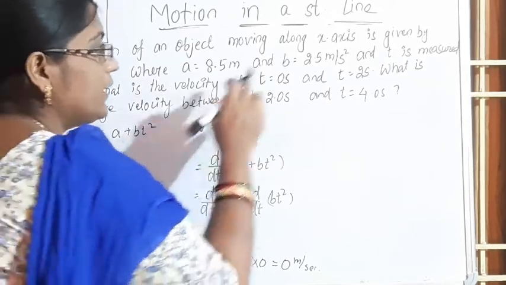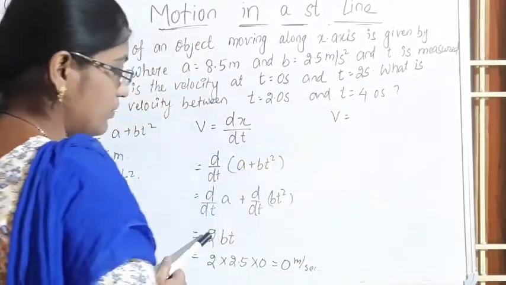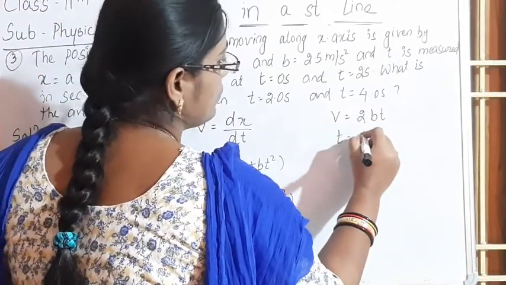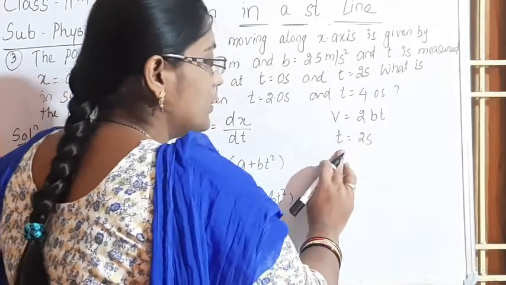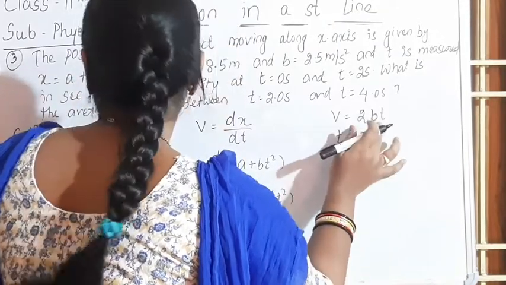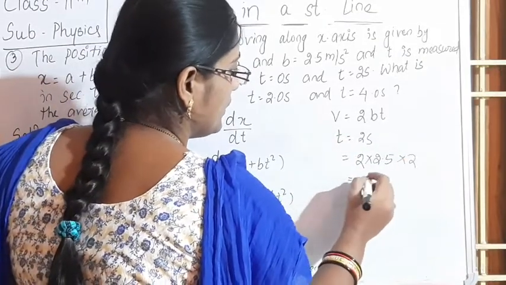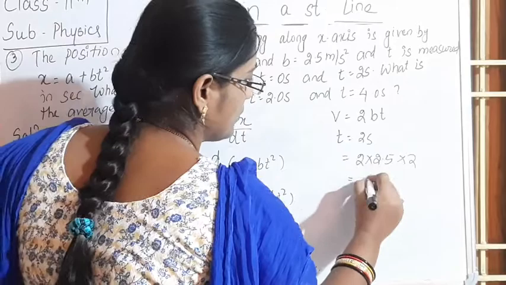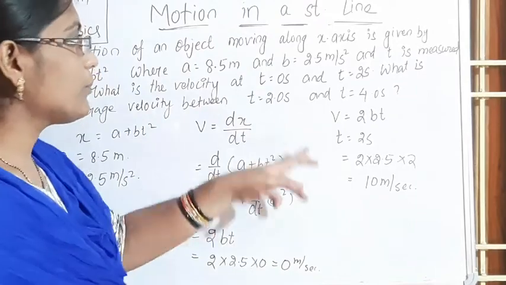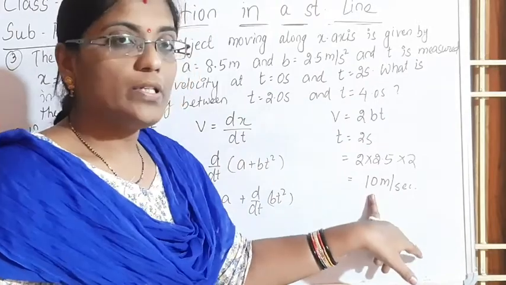Next we have to find it at t equal to 2 seconds. We found v is equal to 2bt, and t is given, that is 2 seconds. So now put the value of t as 2. So 2 into the value of b, 2.5, into t, that is 2, gives 10 meter per second. So the instantaneous velocity of the car at time 2 seconds is 10 meter per second.